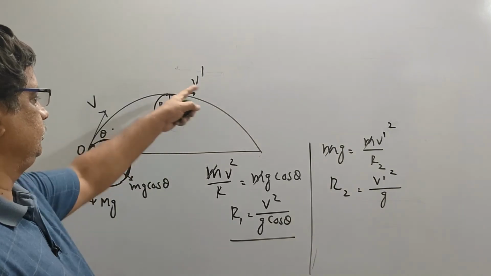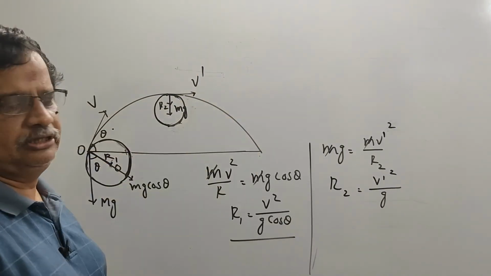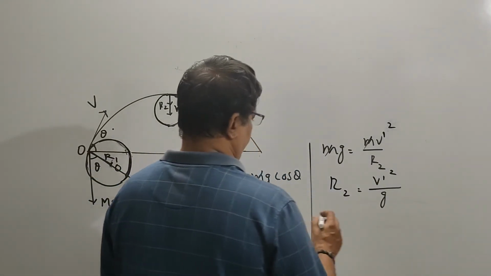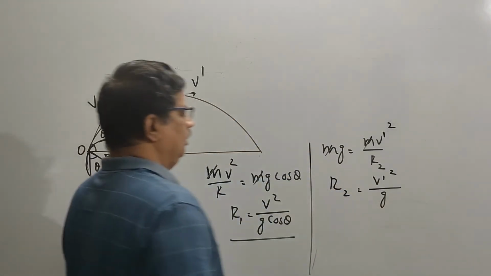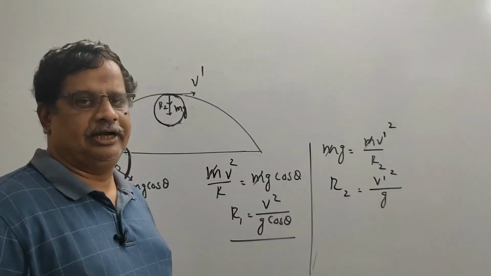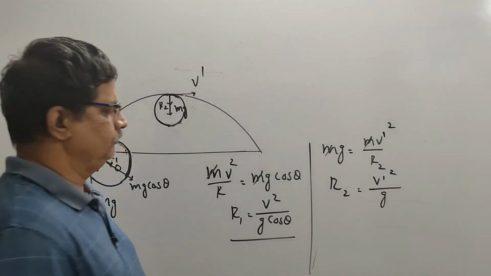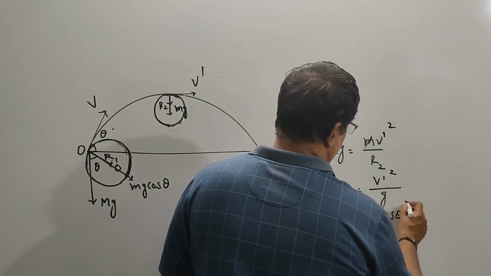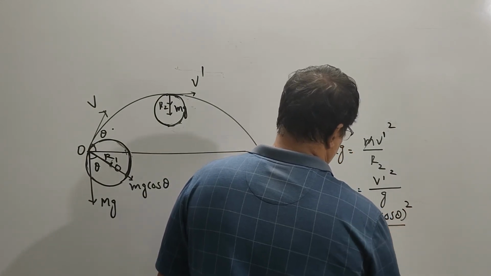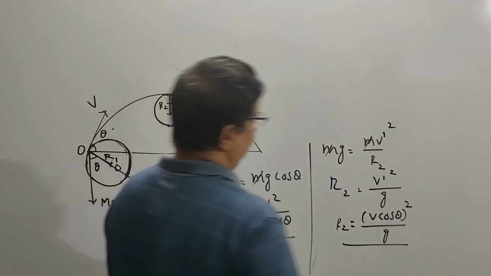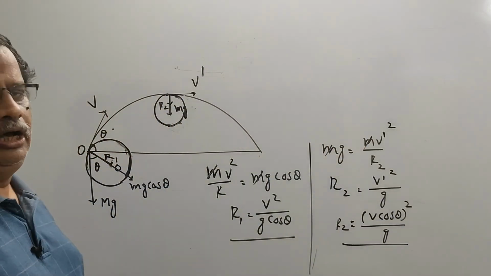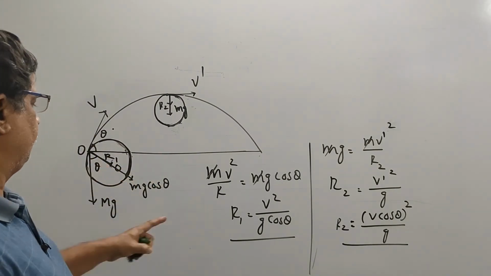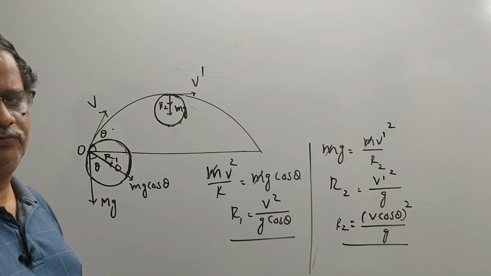Now we know that v dash is v cos theta, because at the highest point the velocity is purely along the horizontal, with no vertical component. It is the highest point, which means that the vertical velocity at that point is 0. So substituting for v dash, this is v cos theta the whole square divided by g. So that is your r2. So we have obtained both r1 and r2, the radius of curvature of the curved trajectory at the point of projection and also at the highest point of the trajectory.